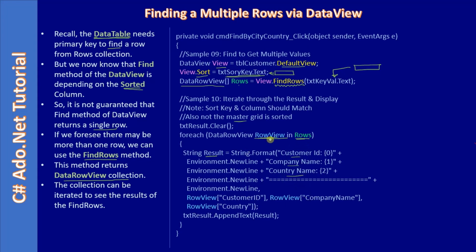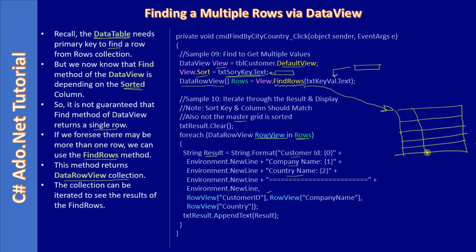And if you see, since we have the row view, we are having a row view of customer ID, row view of company name, row view of country. Here we are fetching the values. So the method, FindRows, may return multiple rows and multiple columns. 5 or 6 columns if we retrieved, all will be retrieved. And from here, let's say it retrieved 3 plus 2, 5.